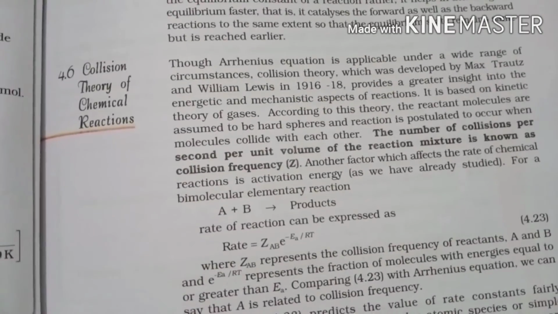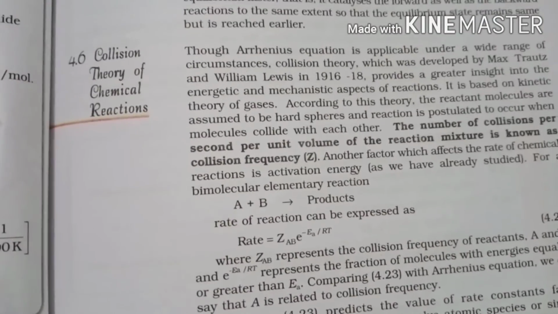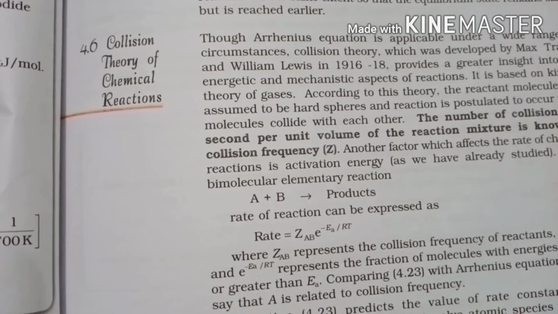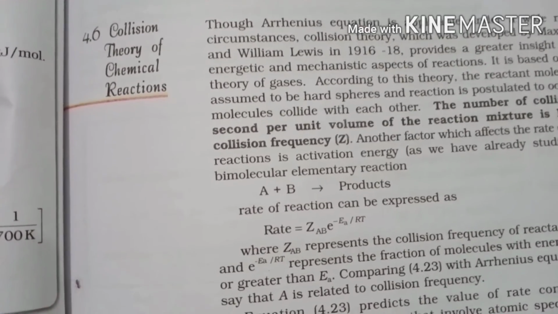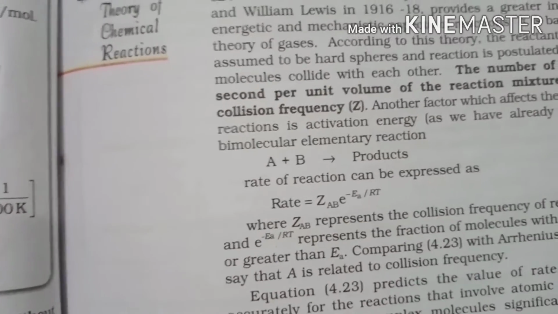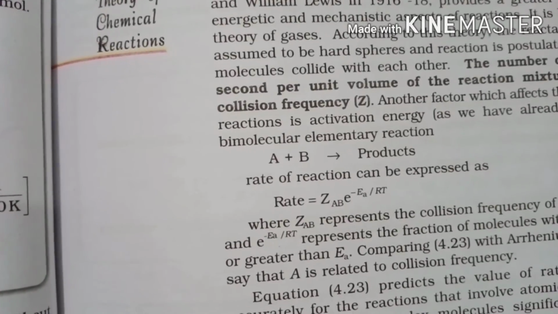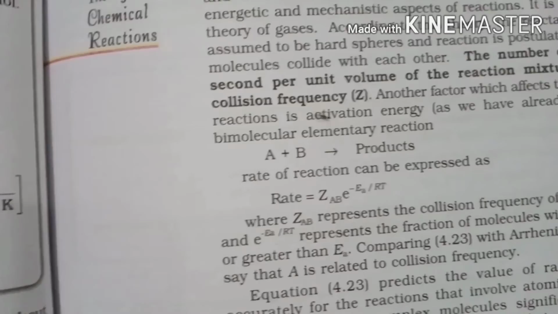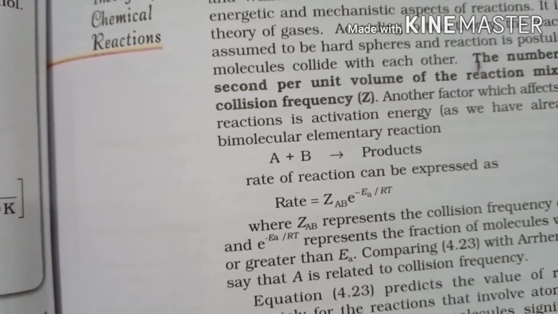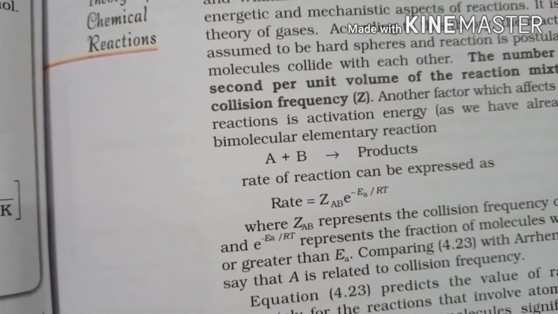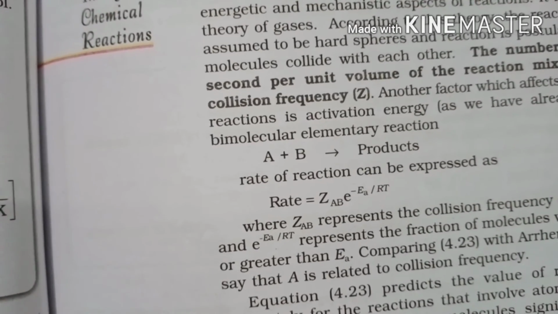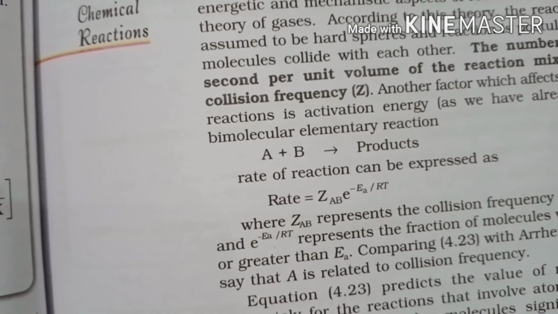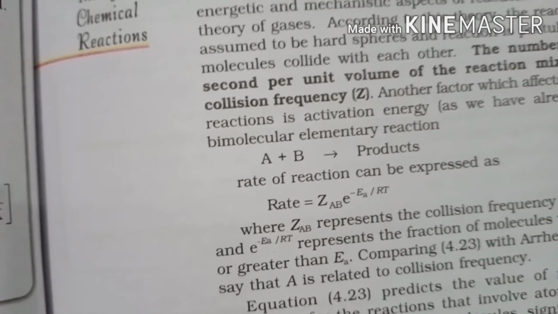A plus B gives product. During this, the rate of the reaction can be expressed as rate equal to ZAB e to the power minus EA by RT, where ZAB represents the collision frequency of the reactants A and B, and e to the power minus EA by RT represents the fraction of molecules with energy equal to or greater than the activation energy.